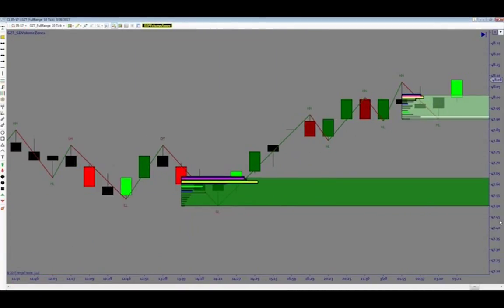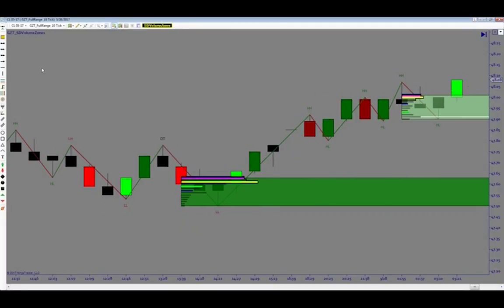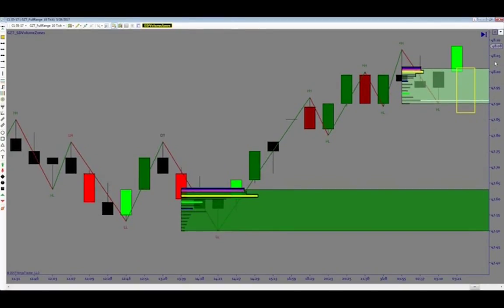What I'm going to do is say a proactive trader is able to start with the previous area and say, okay, this is my area where I want to get long the market, just like this.